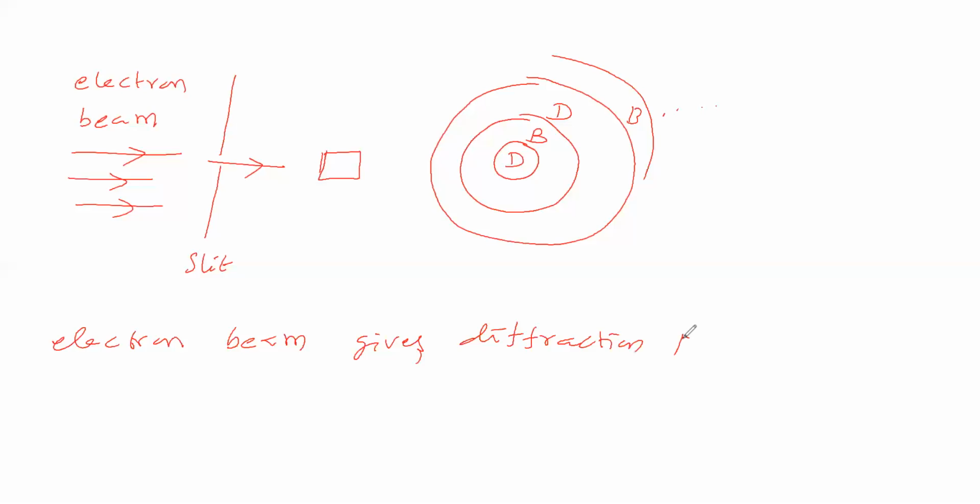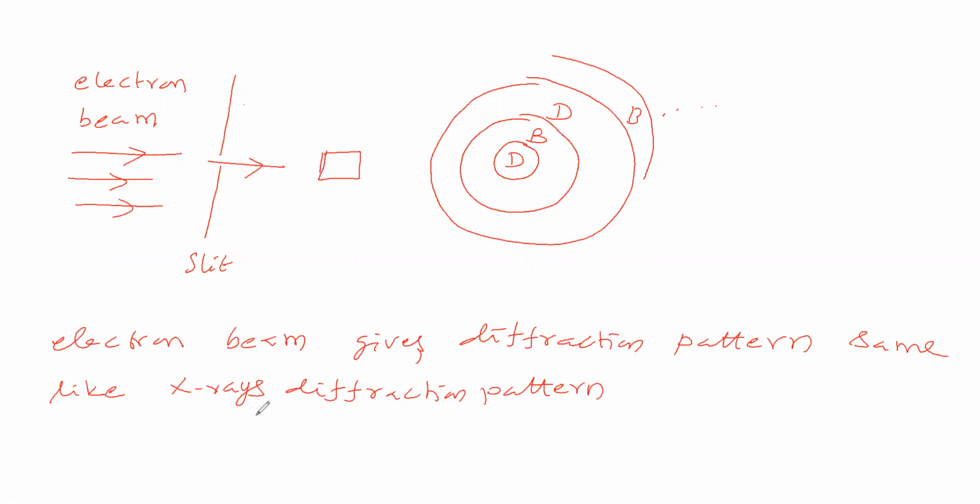Electron beam gives a diffraction pattern, the same like X-rays diffraction pattern. So X-ray gives what? A diffraction pattern. In the same manner, electron beam is giving a diffraction pattern. From this, what do we understand?